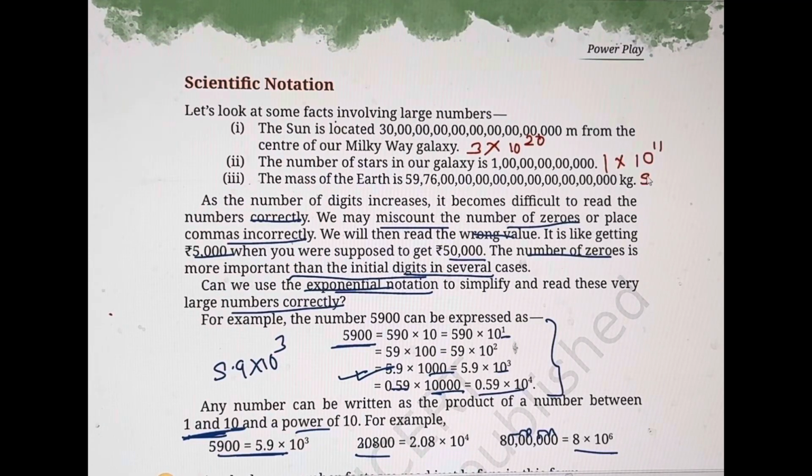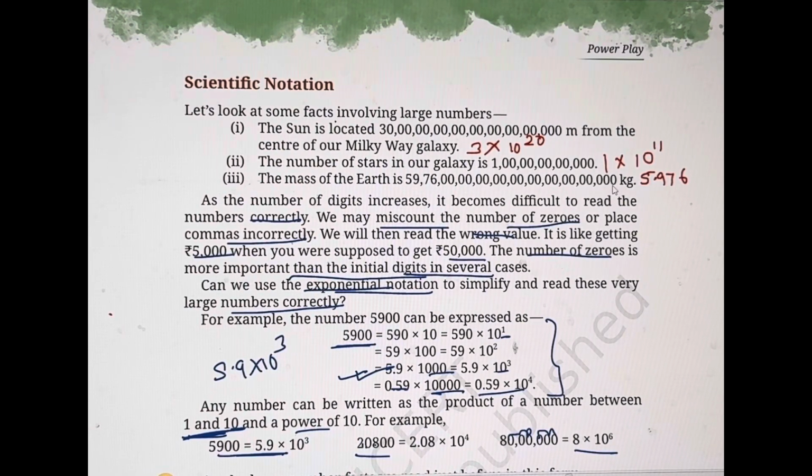So we will write 5.976. All the digits other than 0 are to be written, but the decimal point should be after the first number. So after 5, there should be a decimal point. And also count all the digits after the decimal point, right?